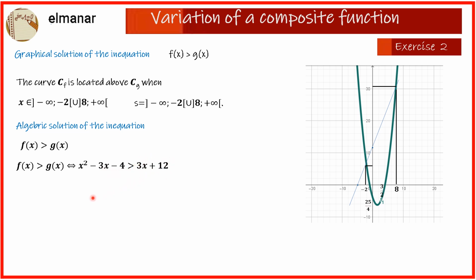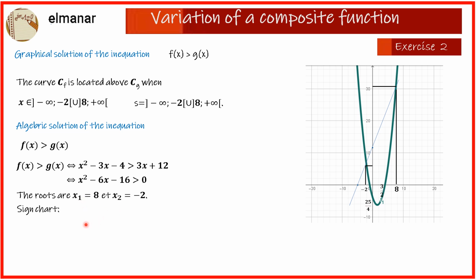We rearrange this expression to gather all terms on one side. The square of x minus 6 times x minus 16 is greater than 0. Now, we must find the values of x that satisfy this inequality. To do this, we determine the roots of the obtained expression. The roots are -2 and 8.